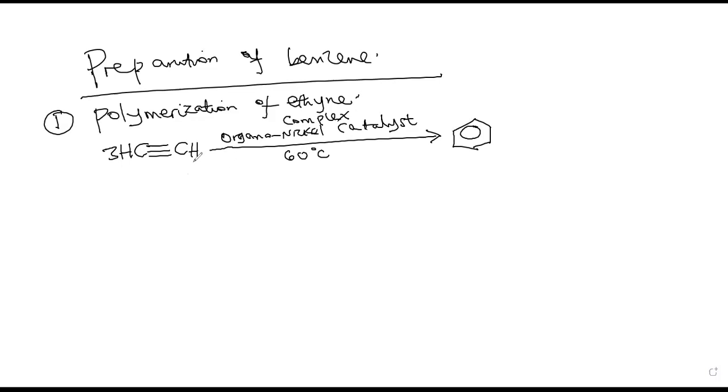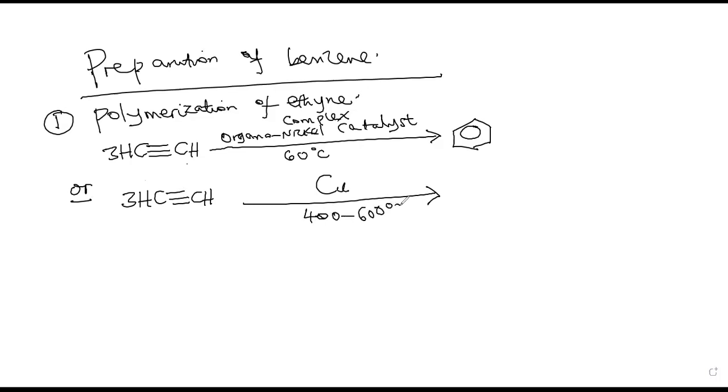Similarly, you can get the same without using complex organonickel. I can still carry out polymerization of ethine using iron or copper. I still need 3 molecules of ethine, but I'm going to use different reagents. So I'm going to use copper, and I'm going to do that at 400 to 600 degrees Celsius. So this will still give me benzene.